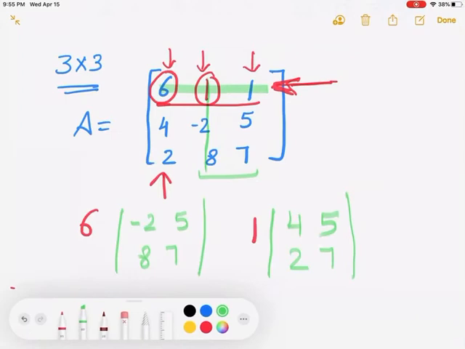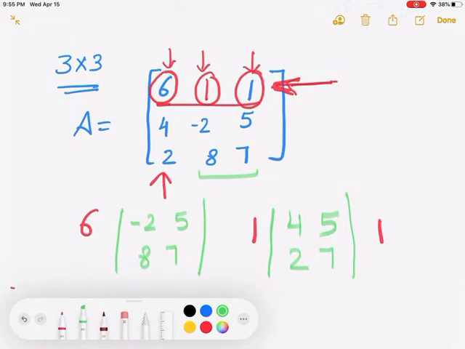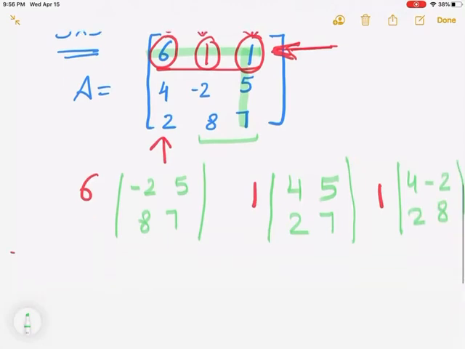So now I need to deal with the last number, which is also 1. Let me undo this part first. Okay, so I have 1. Now again, I'm dealing with this one here. So I need to cover the row and the column it's in. So I would cover this whole row and this whole column. So I see 4, -2, 2, and 8 left in there. Now I already have all of the matrices I needed to know.